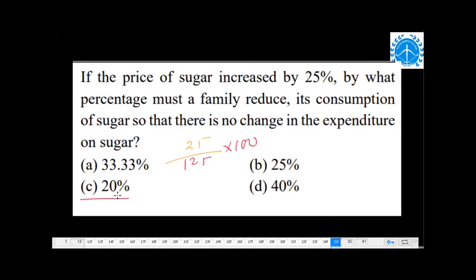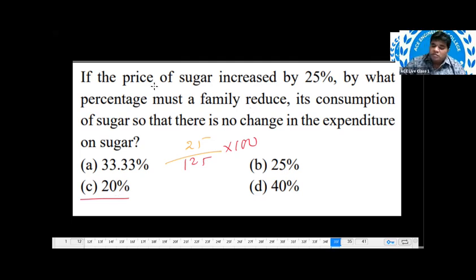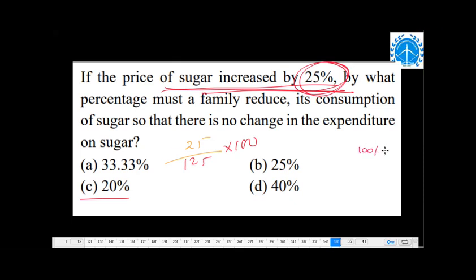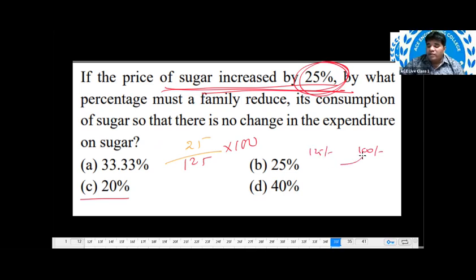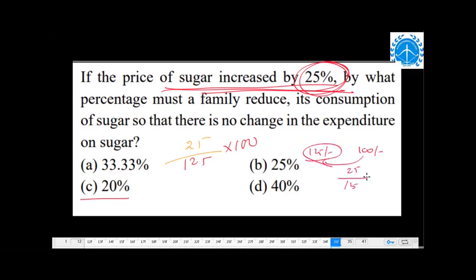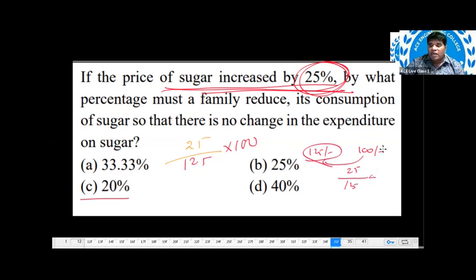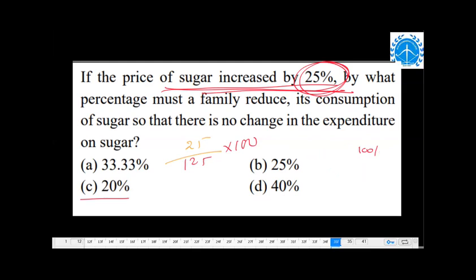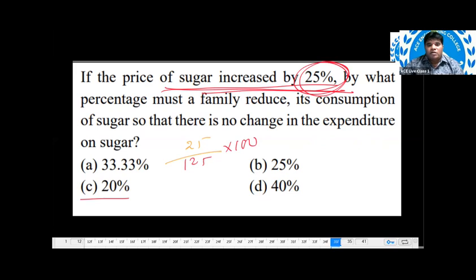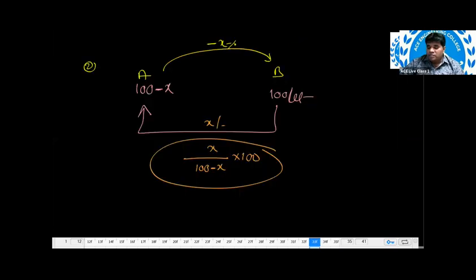No change in the expenditure on sugar. The price of the sugar increased by 25%, so if consumption is reduced by 20% it is enough. Let the price be 100, it increased by 25 to 125. Now how much to reduce? 25 compared with 125 into 100, which means 20% consumption. Every time, without knowing, we already apply our concept. For this type of questions you have to apply this method. Okay, you got an idea. These two types.